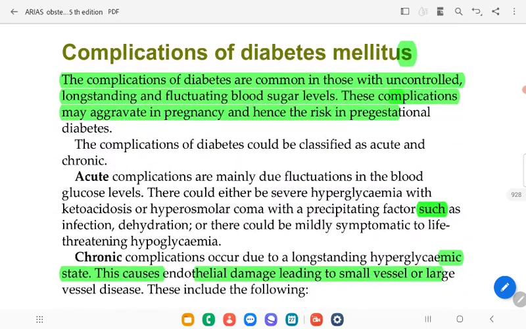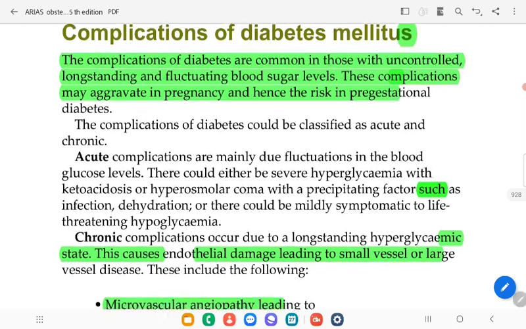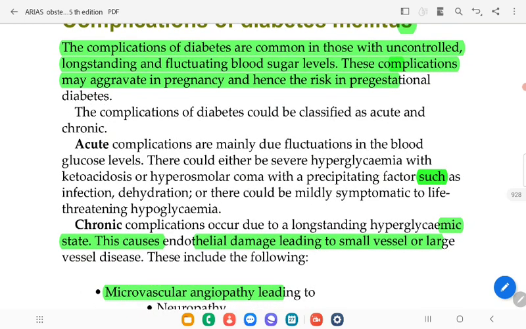Complications of diabetes mellitus. The complications of diabetes mellitus are common in those with uncontrolled, long-standing, fluctuating blood sugar levels. These complications may aggravate in pregnancy, hence the risk in pregestational diabetes is more.